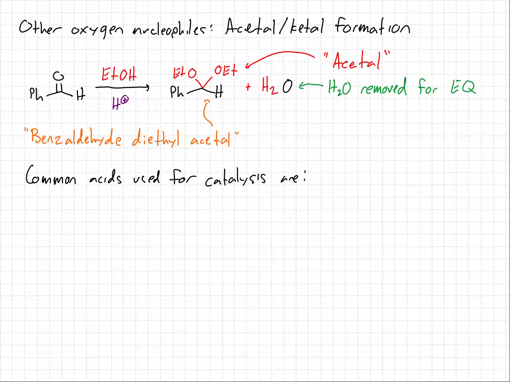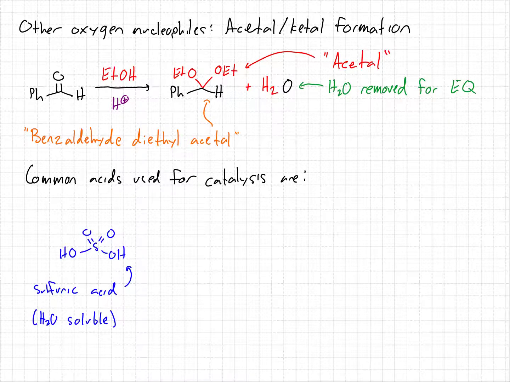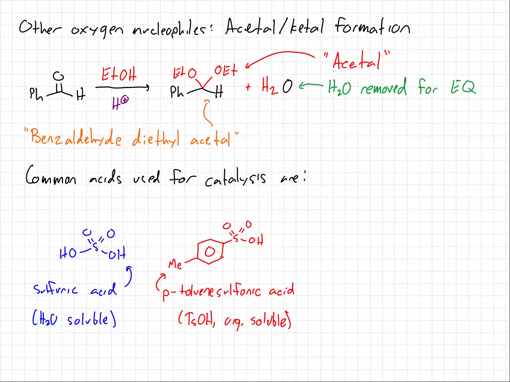We'll see many different acids used for catalysis here. In addition to writing sort of the generic H+, you'll also see an old favorite, sulfuric acid. Sulfuric acid is water soluble, so it's very good for reactions where we're using things like ethanol or methanol alcohols. If we need one that's a little more soluble in organic solvents, we might use para-toluene sulfonic acid. Hey, we know how to make that. So toluene sulfonic acid is often abbreviated as TsOH, and it is soluble in a wide variety of organic solvents.